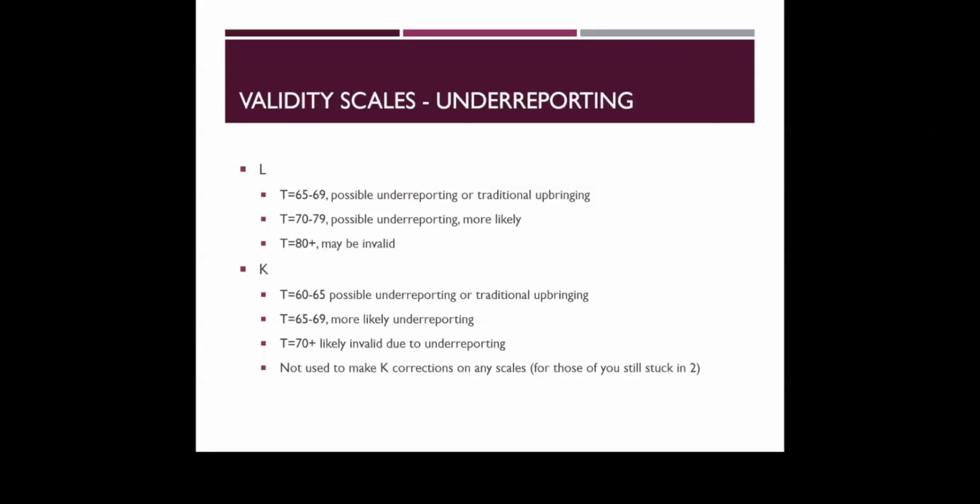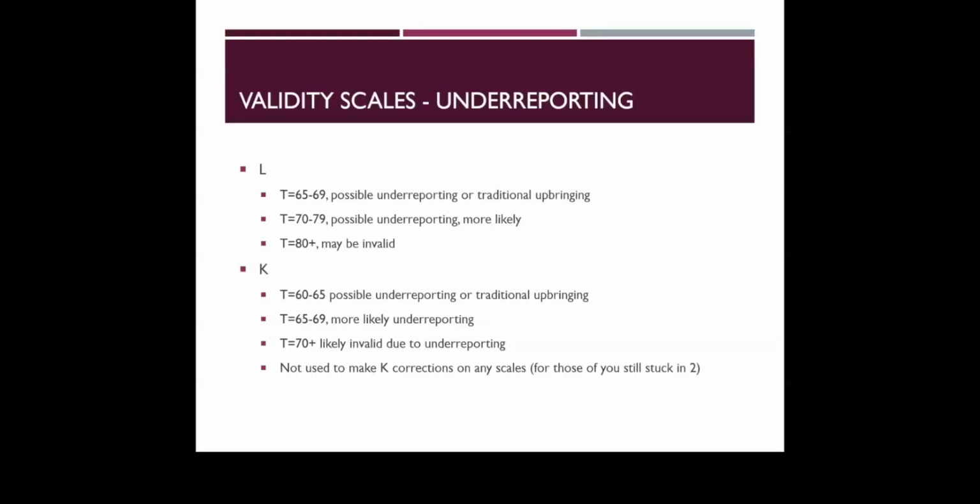So what else do you know? What's the context of your evaluation? The T guidelines here, again, cliff noted directly from the manual, range from possible underreporting or traditional upbringing, to more likely, and then all the way to might be invalid. So 80 plus for L versus 70 plus for K. Note, for those of you who have been using the 2 and have never switched to the RF, that K is not used to make K corrections on any scales. It was in that old system, but that disappeared with the RF, and it definitely does not exist on the 3.